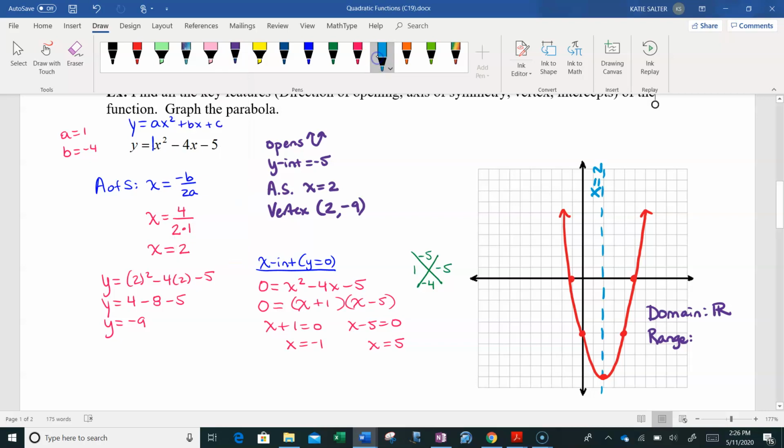So if we think about it, the lowest point on this graph, the minimum value of this graph, would be -9. It's always the y value. So the vertex is the minimum point, but the minimum value is actually -9 because that's the lowest y value graphed on there. So to state the range, we would say it's all real numbers greater than or equal to -9. A lot of times we just say y is greater than or equal to -9. Or you can write that in words, all real numbers greater than or equal to -9. And that is how you graph a parabola with all its key features by hand.